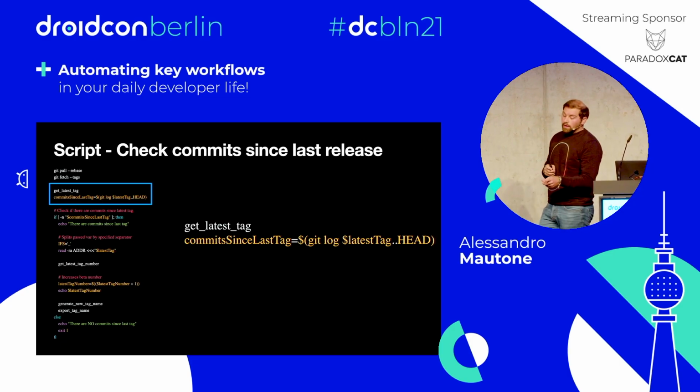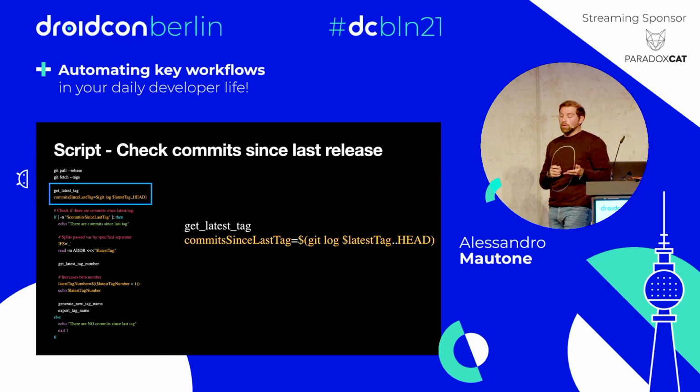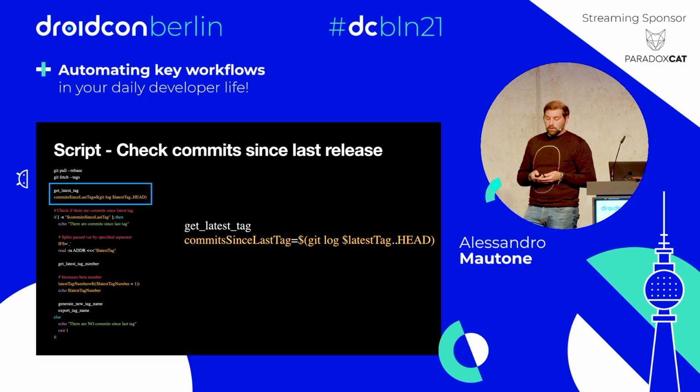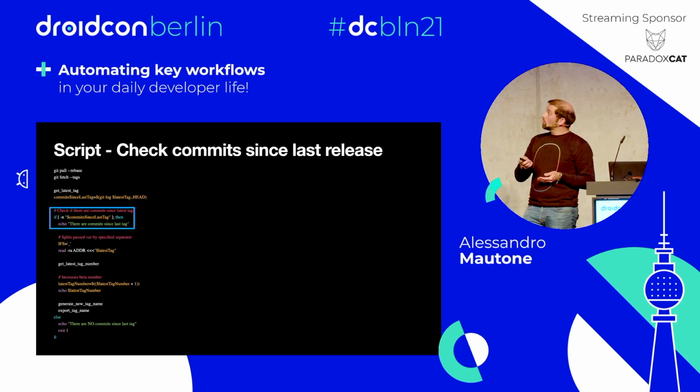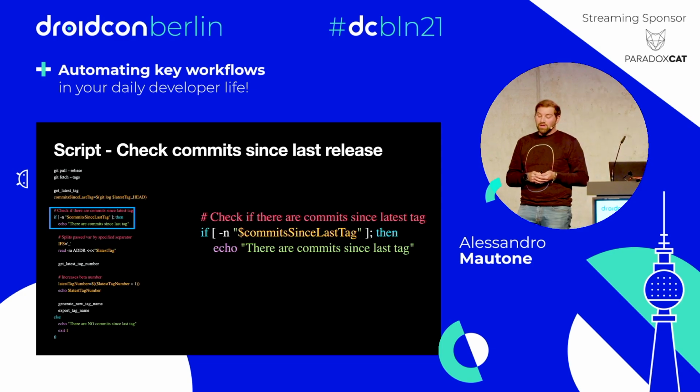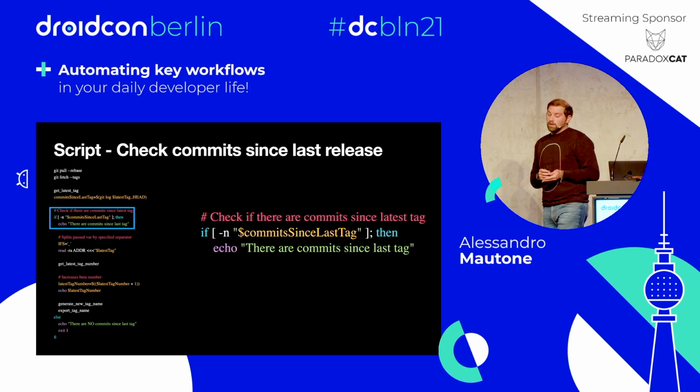And then we are defining another variable here called commits since last tag. In this one, we are simply printing the git log since the latest tag to the head of the current repository. Why? Because we want to see if there are any commits since the last tag indeed. Why do we want to do this? Because if you go to the next step, you will see that we are checking, which is a way of checking in Bash if a variable is empty or not. So if this variable is not empty, it means that the git log produced something, and it means there were commits since the last tag.